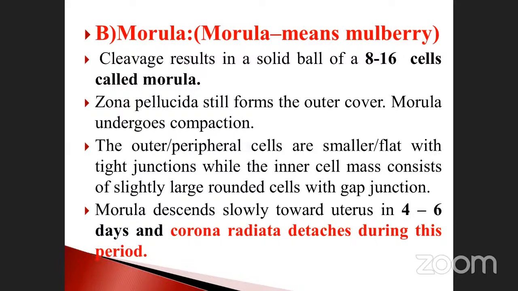The outer cell has tight junctions. It is tightly bound with the neighbor cells. And the inner cell mass consists of slightly larger cells, because inside there is multiplication. At the same time, the growth phase also takes place. Inside, the cells are large in nature. Outside, the cells are small in nature, but tightly bound. The inner cells are loosely bound. There is a gap present in it. Then after 4 to 6 days, it detaches from the corona radiata. This is very, very, very important.